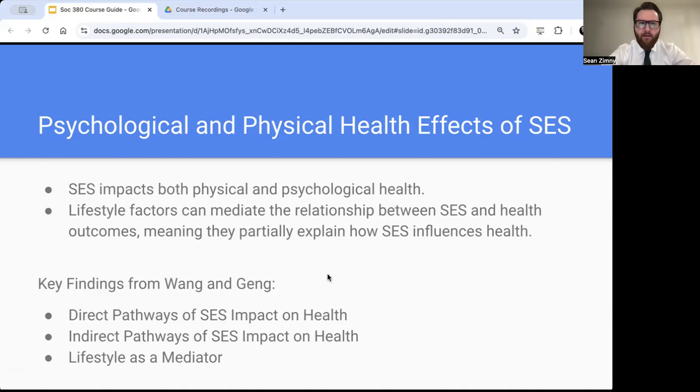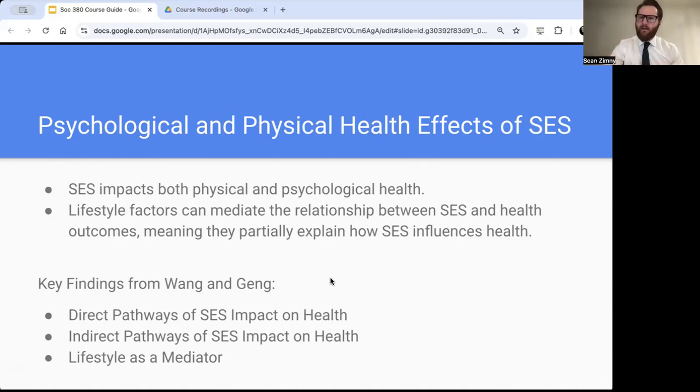All right. The psychological and physical health effects of socioeconomic status. This comes from the Wang and Gang 2019 reading. What these authors are examining is the impact of socioeconomic status on both physical and psychological health, noting that socioeconomic status influences health through multiple pathways. We've been talking about that, including lifestyle choices and stress levels and access to resources.